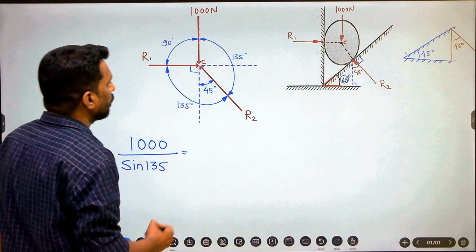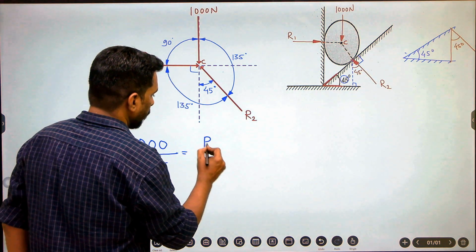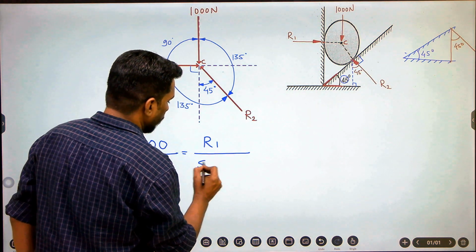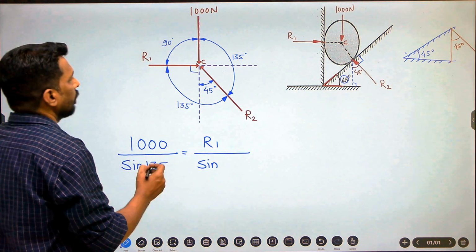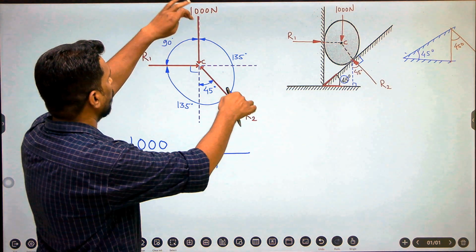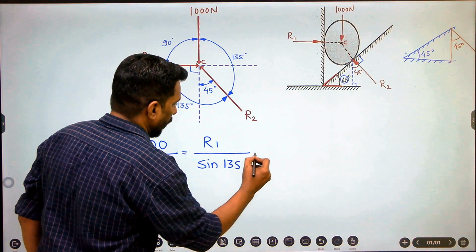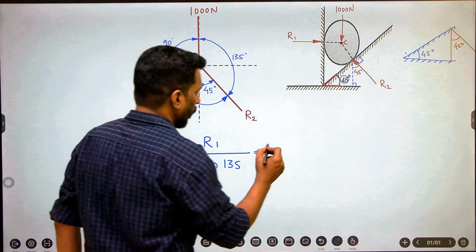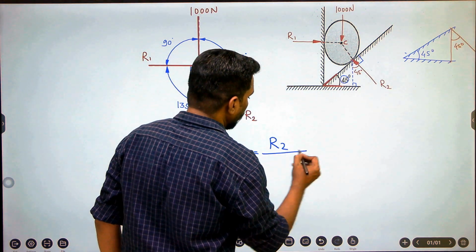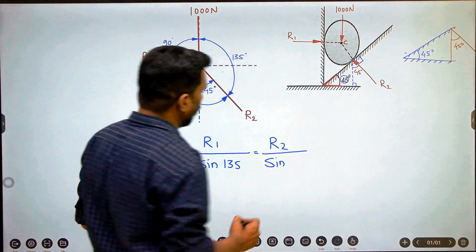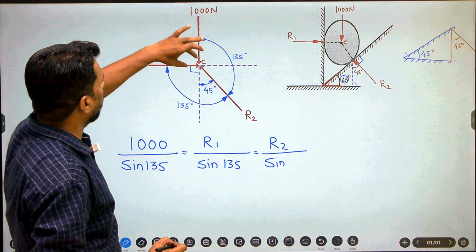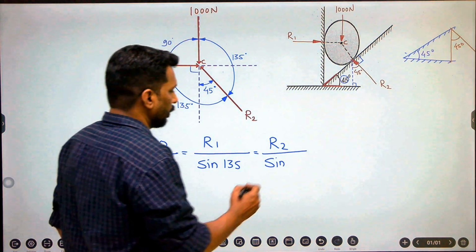which is equal to, now I'll take R1 divided by the sine of the angle between the other two forces. If I consider R1, R2 and 1000, the angle is 135, so sine 135. And the last one is R2, so R2 divided by the sine of the angle between the other two. If I consider R2, these two are the remaining forces, so 90 is the angle, so sine 90.